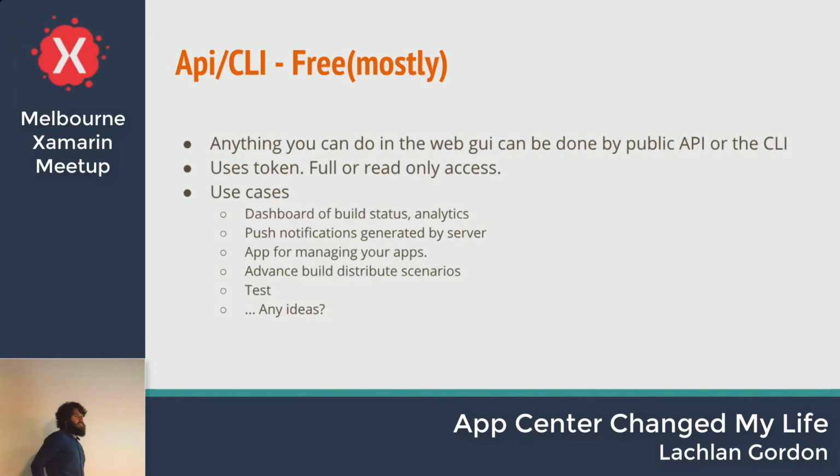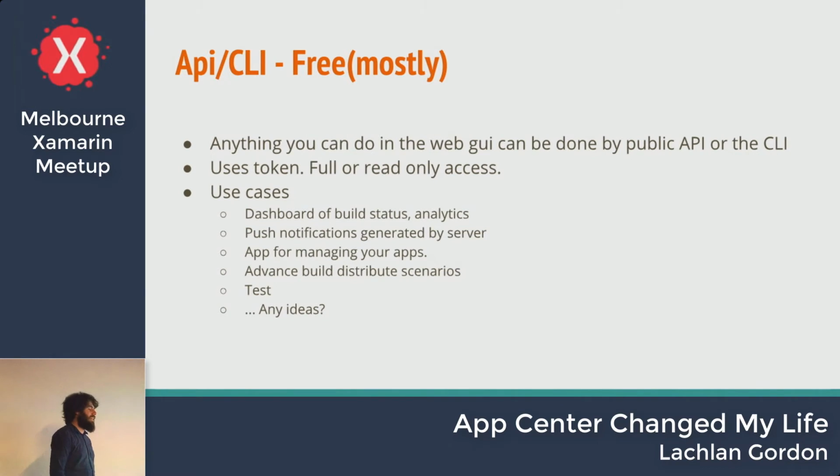So there's API and command line interface. Absolutely anything you can do through the user interface, you can do from an API yourself or using the command line interface. They tend to expose the API endpoints before they build the feature into the UI, so sometimes you can get to things before you can in the web. So yeah, a few different things you could do with that. Push notifications generated from the server. You can put all your build statuses together in a dashboard. You could make an app that tells you how all your apps are going and to send out notifications easily. Advanced build distribute. I'm sure the sky's the limit.